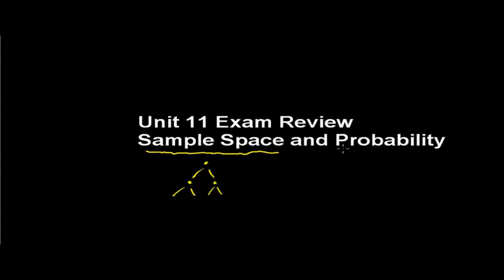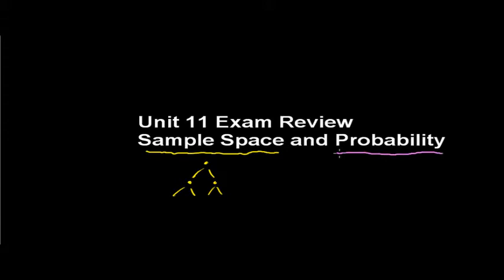Alright, this is the Unit 11 exam review. This is over sample space and probability. So sample space is the list of all possible outcomes. So we made a tree diagram to kind of show sample spaces and probability.